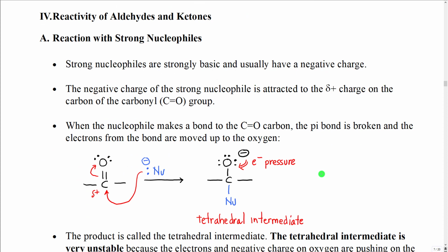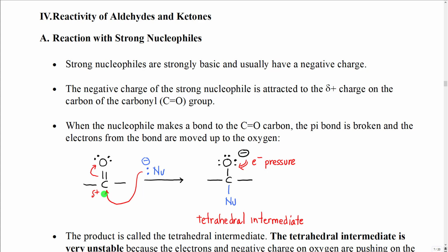We're also going to look at the reactivity of aldehydes and ketones before we go on to the next part of this chapter, which is the reactions of aldehydes and ketones. Aldehydes and ketones tend to react with nucleophiles because of the positive charge, shown here, of the carbonyl carbon. Nucleophiles themselves can either be strong and basic or weak and with very low basicity. Strong nucleophiles are strongly basic and usually have a negative charge. That negative charge is attracted to the partial positive on the carbonyl carbon, and the nucleophile makes a bond.